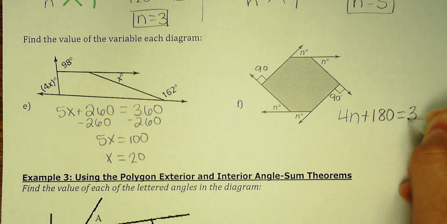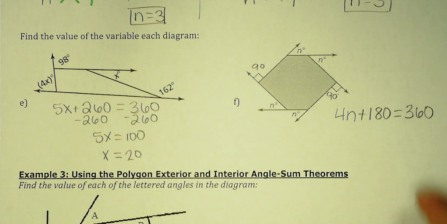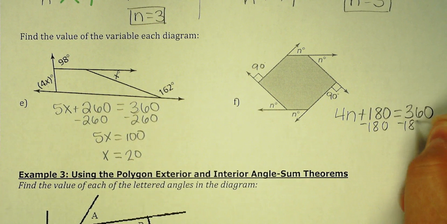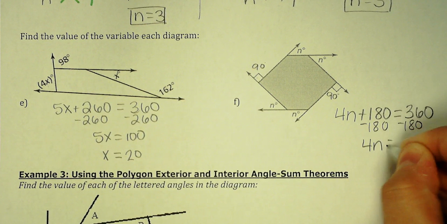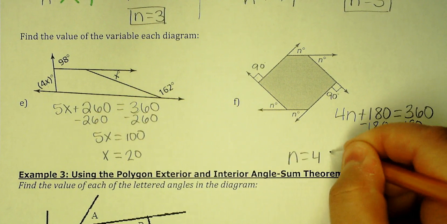Now, no matter the shape, the exterior angles always add up to 360, so I'm going to set that equal to 360. If you subtract 180 from both sides, we're going to get 4n is equal to 180, and then if I divide that by 4, n is going to be 45.